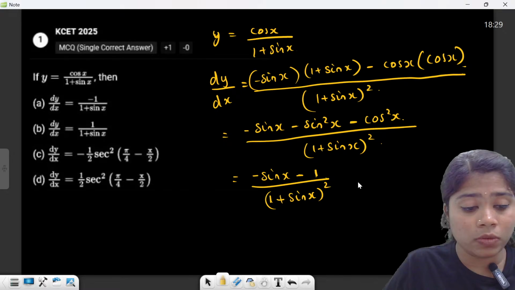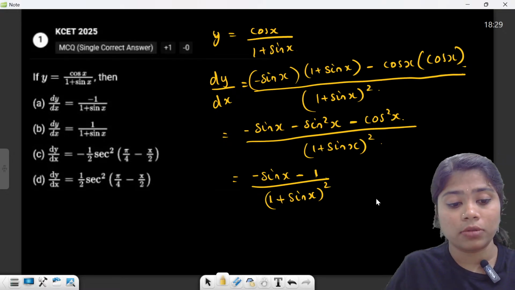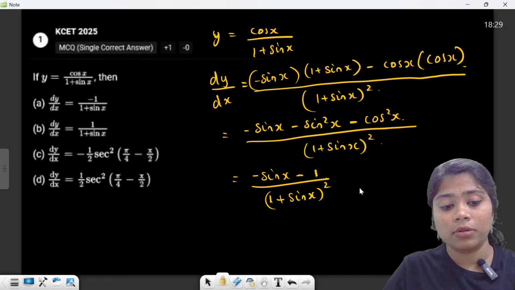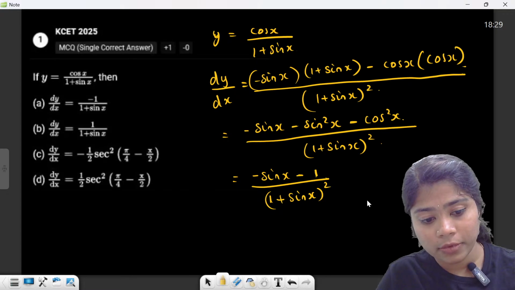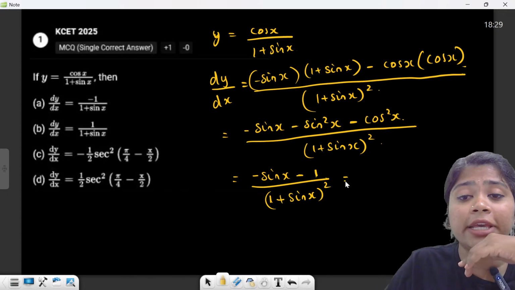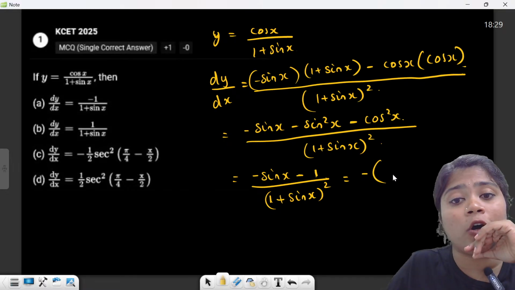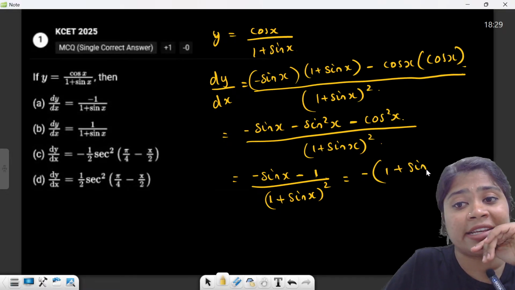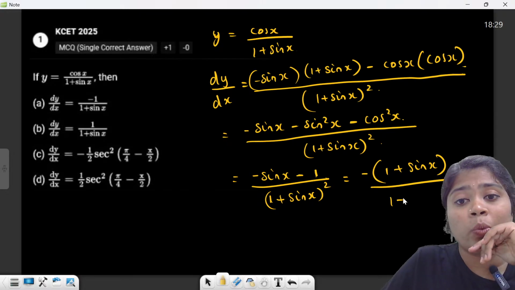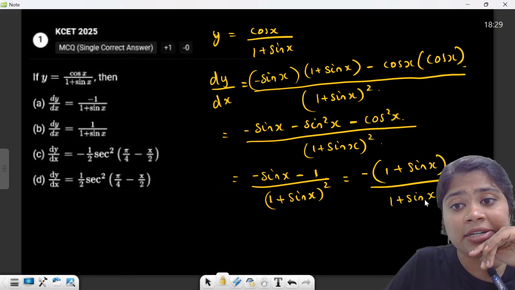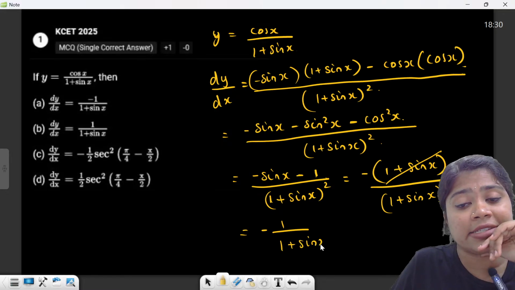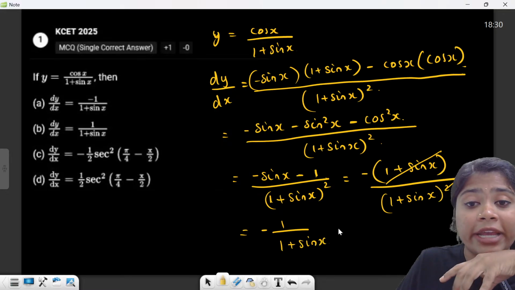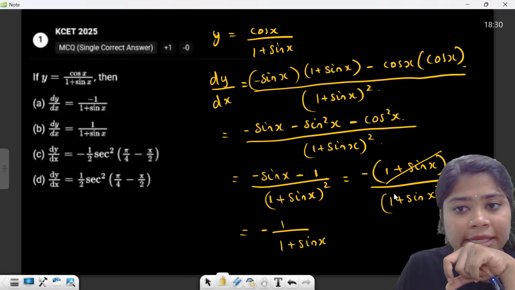Okay. So now, sin square x minus cos square x divided by 1 plus sin x. So which is equal to, minus, you take common, 1 plus sin x, divided by 1 plus sin x the whole square. So it gets cancelled. So you will be getting minus 1 divided by 1 plus sin x. Okay. So we will be getting this. I guess minus is there.